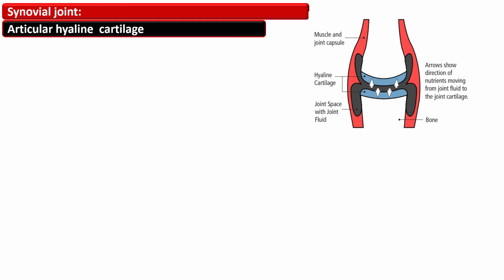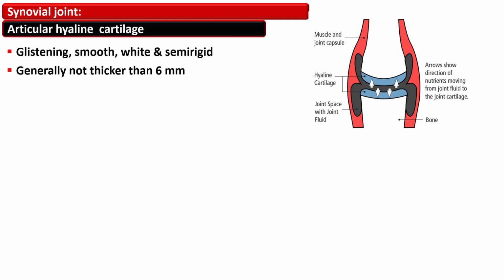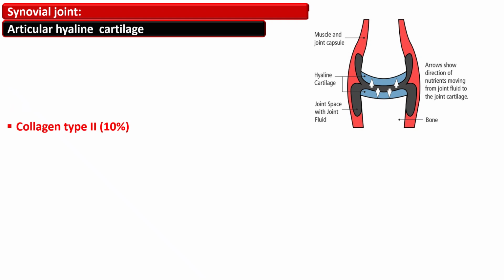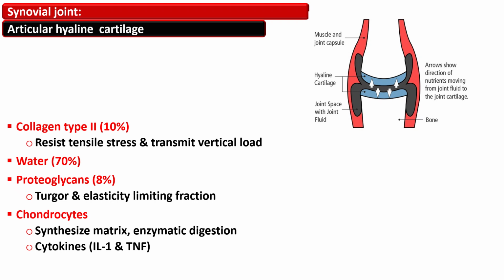The articular hyaline cartilage is glistening, smooth, white, and semi-rigid. It is not thicker than 6 millimeters, and it basically serves as elastic shock absorber and wear and tear resistant surface. It is composed of 10% of collagen type 2, while 70% of it contains water. 8% of the articular cartilage contains proteoglycans, and chondrocytes are also there.